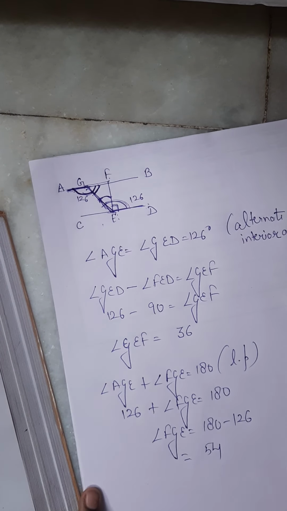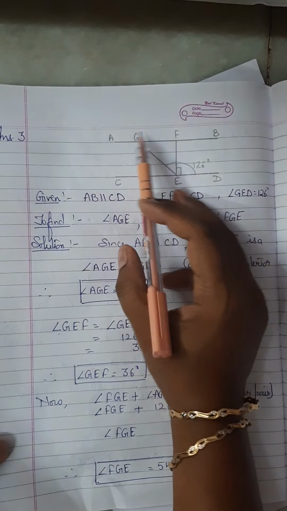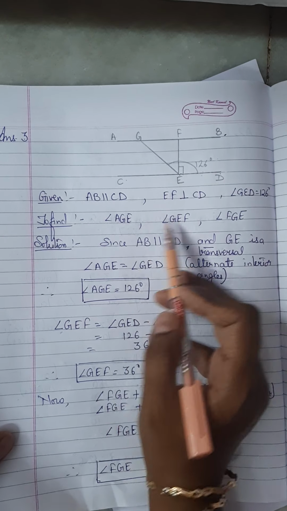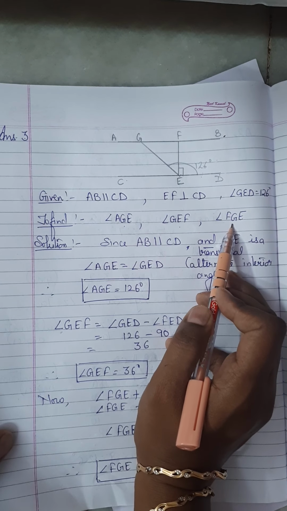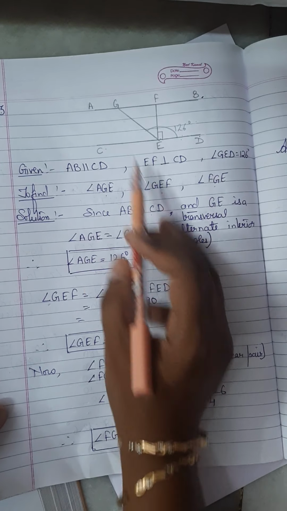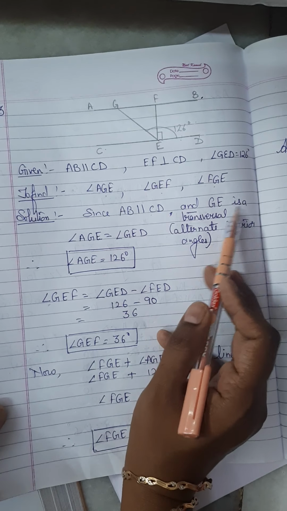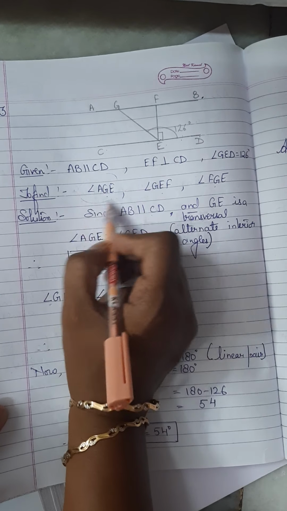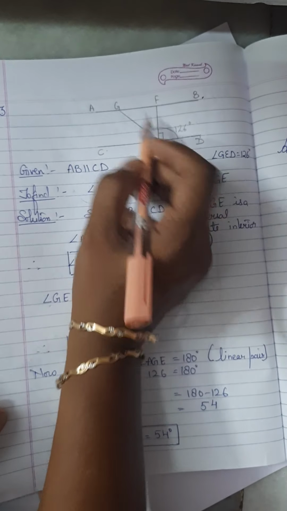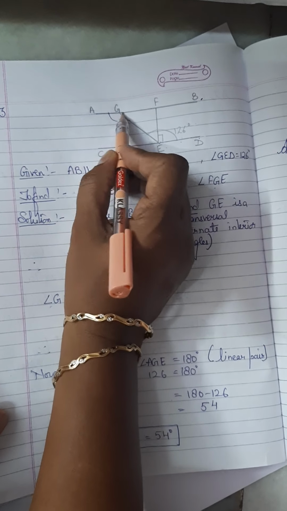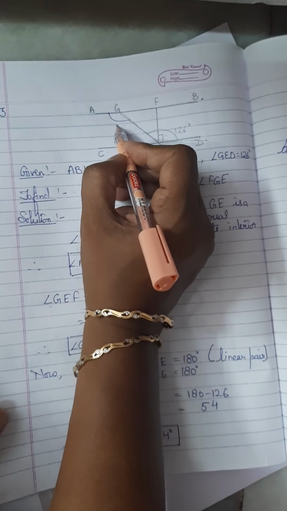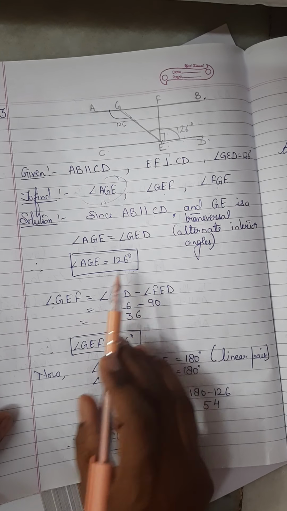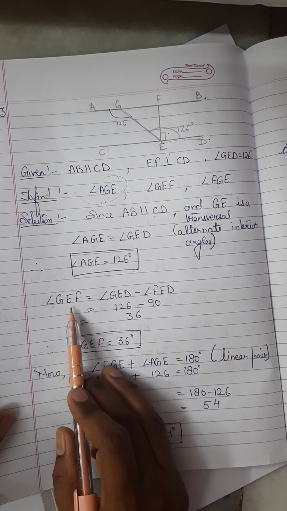Correct? Now just see the representation in the notebook. This is the figure given, AB is parallel to CD, this is perpendicular, this is 126 given. The question wanted us to calculate these three angles, so one by one I am doing. Since AB is parallel to CD and GE is a transversal, the question wants us to calculate AGE. So where is AGE? These two are forming alternate angles. So this is 126, this will also be 126. So angle AGE is 126.